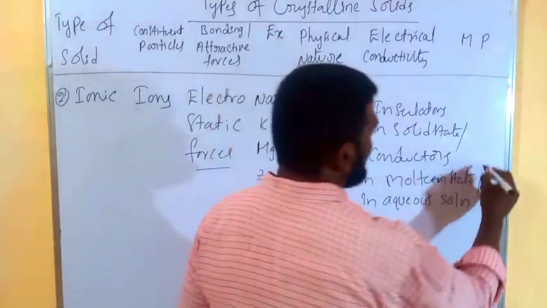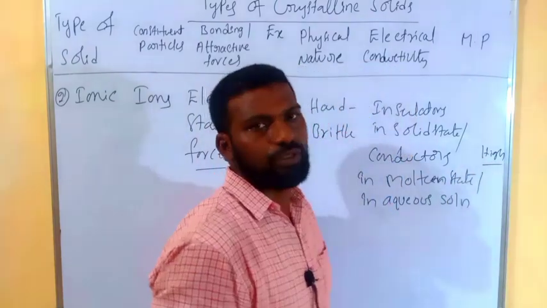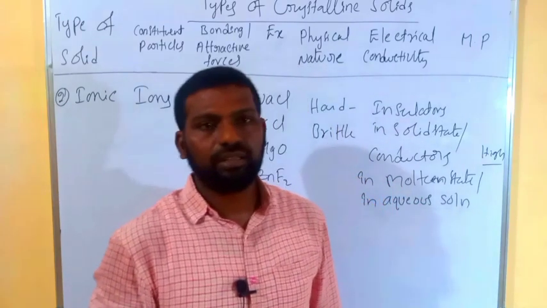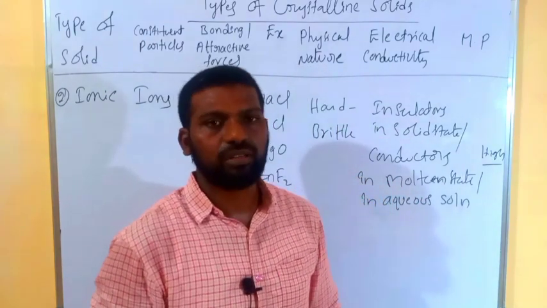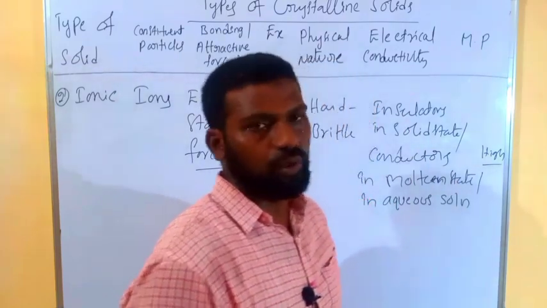Next, their melting points. The melting points are high. Melting point of sodium chloride, common salt, is around 800 degrees Celsius. So their melting points are very high in comparison with molecular solids.